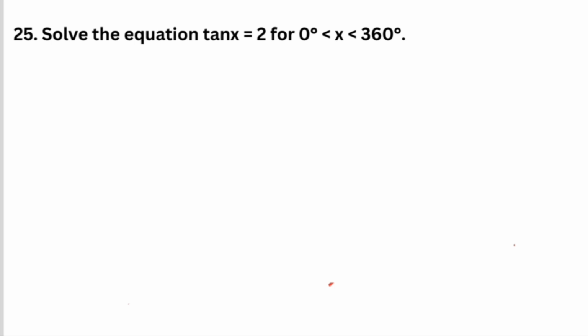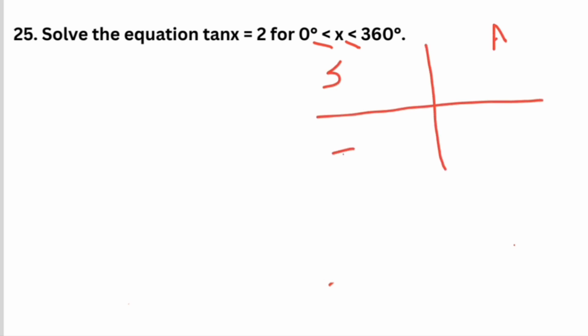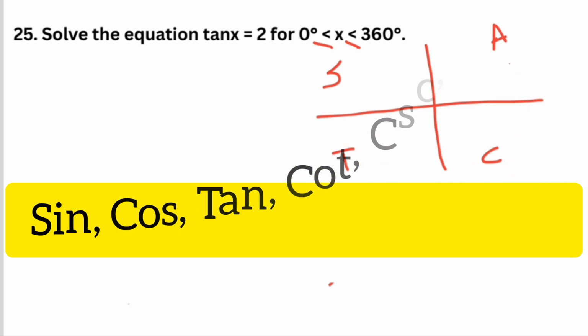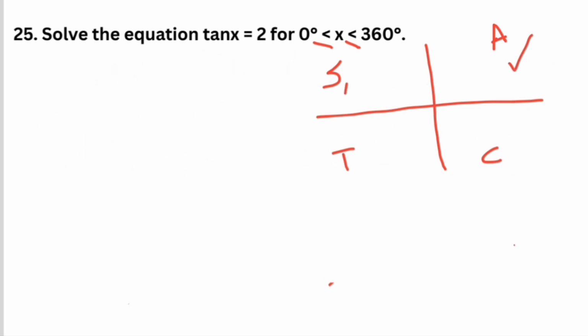Solve the equation tan x equals 2 for 0 degrees less than or equal to x less than or equal to 360 degrees. To solve this, we need to check the quadrants. Where tan theta is positive, I have to recall the ASTC rule: All Silver Tea Cups. All means sine, cos, tan, cot, cosec, secant, and that is the first quadrant. In the first quadrant, everything is positive. In the second quadrant, only sine and cosec are positive, tan is negative. In the third quadrant, tan is positive, and in the fourth quadrant, only cos and secant are positive, tan is negative.